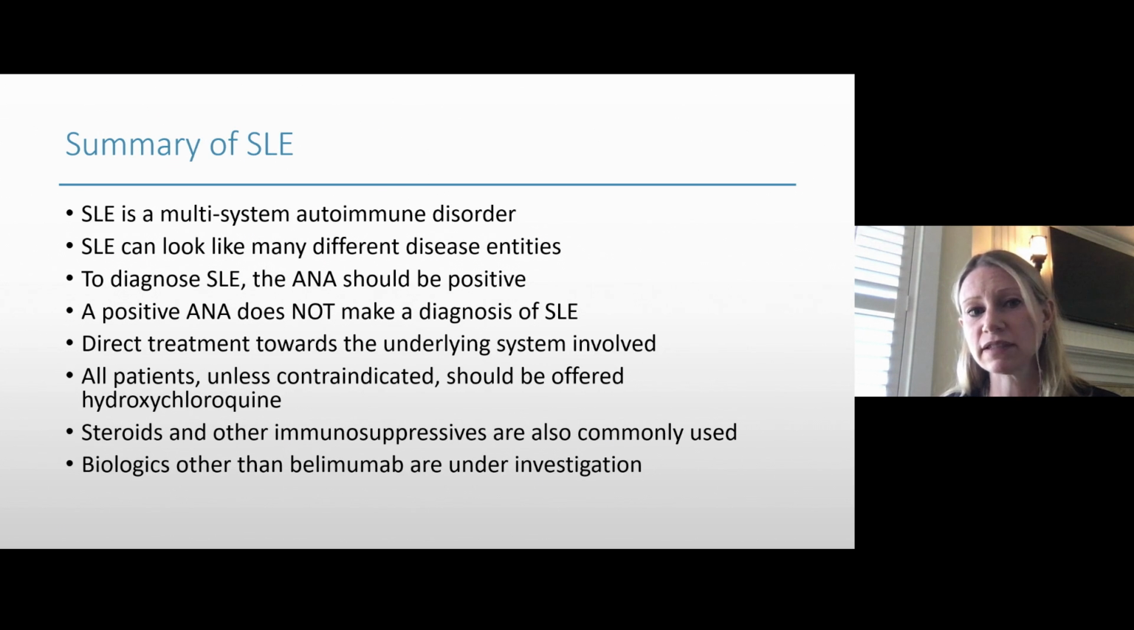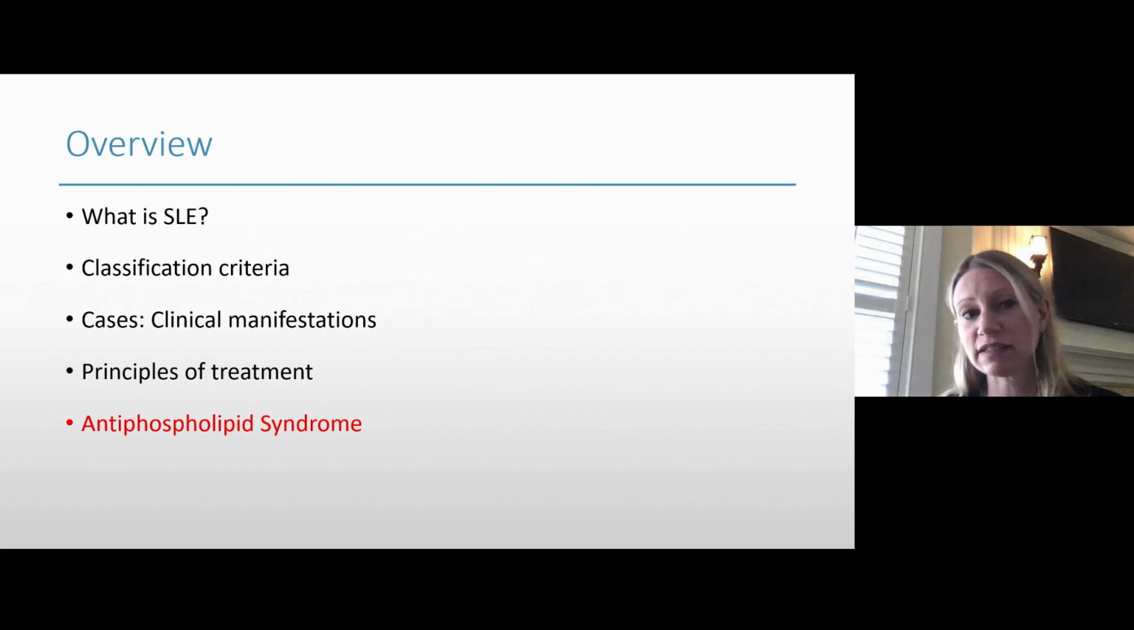So summary of lupus. Lupus is a multi-system autoimmune disorder. Lupus can look like many different disease entities. To diagnose lupus, the ANA should be positive, but a positive ANA does not make a diagnosis of lupus. Treatment should be directed towards the underlying system involved. And all patients, unless contraindicated, should be offered hydroxychloroquine. Steroids and other immunosuppressives are also commonly used. And then biologics other than belimumab are under investigation.